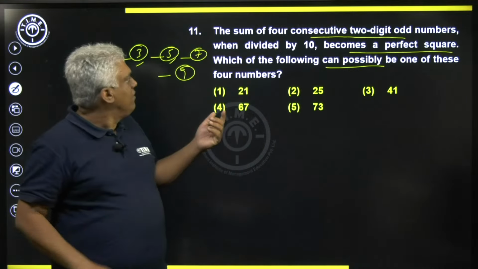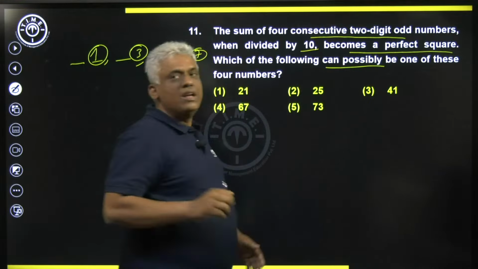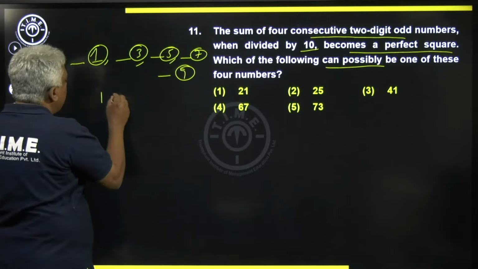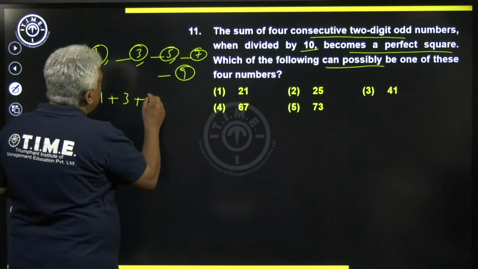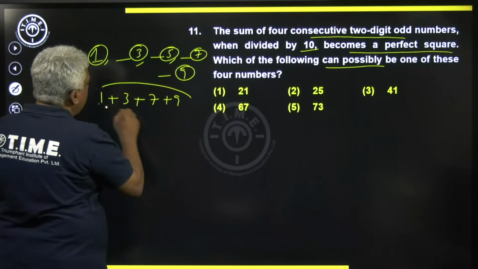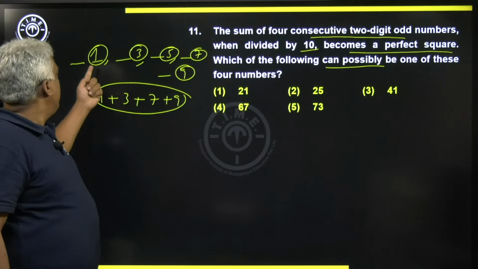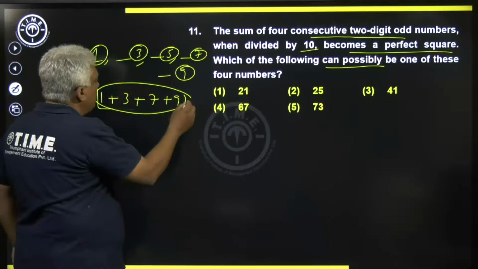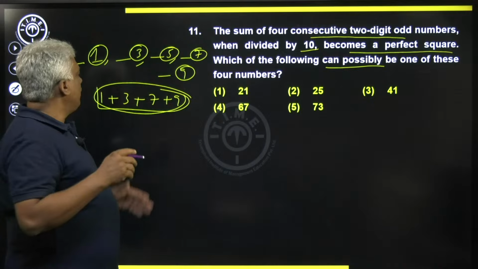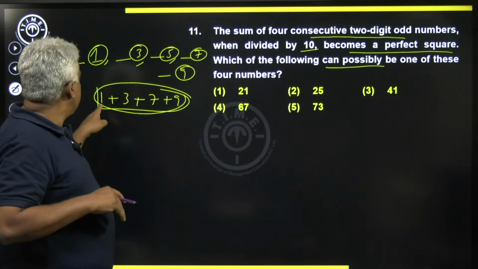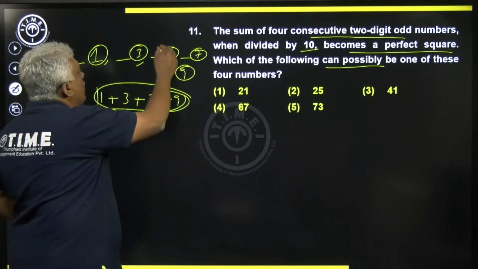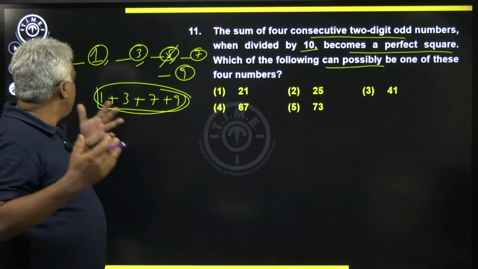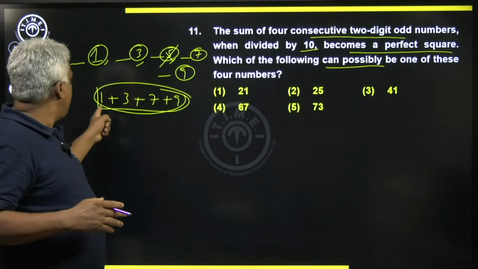But here, when the sum is divided by 10, it's a perfect square. That means the sum is divisible by 10. You see that 1 plus 3 plus 7 plus 9, if you add numbers ending at 1, 3, 7, and 9, the sum will end at 0, right? So obviously the four consecutive numbers must end at 1, 3, 7, 9. 5 is not there. If you take 5 with any three, it will not end at 0, right? So the numbers are like this: one ends at 1, then 3, 7, 9.